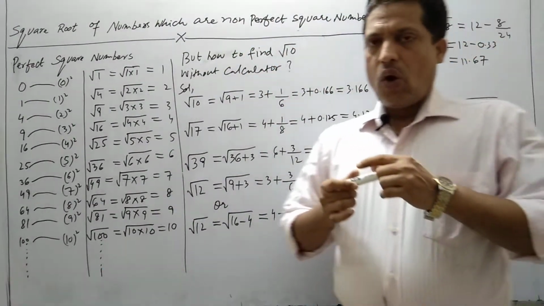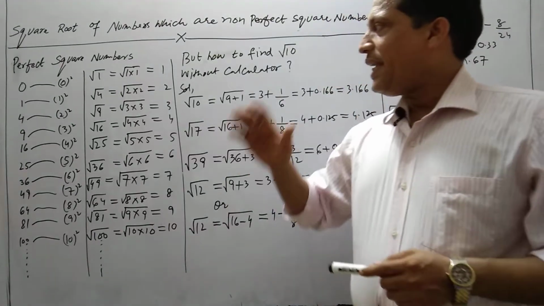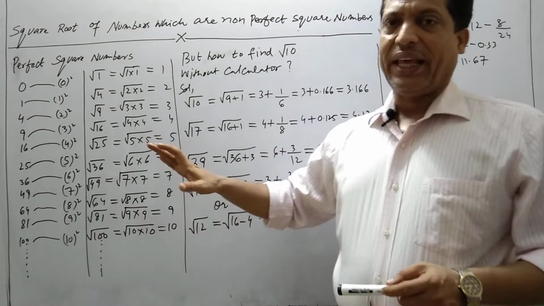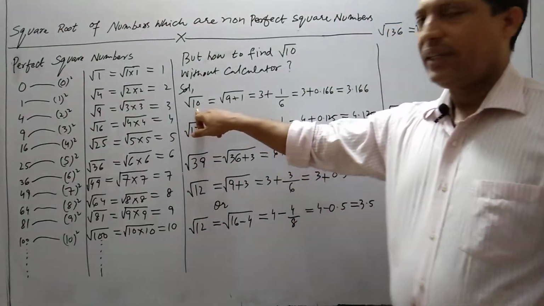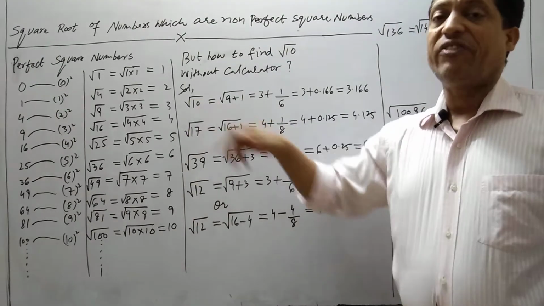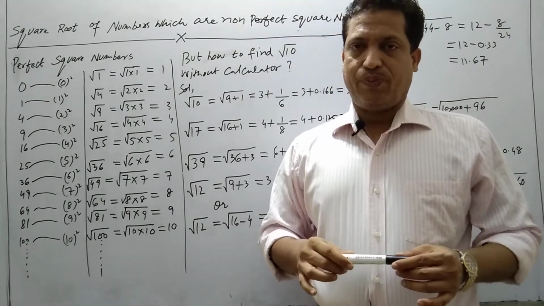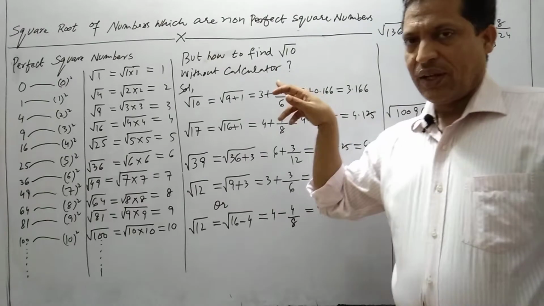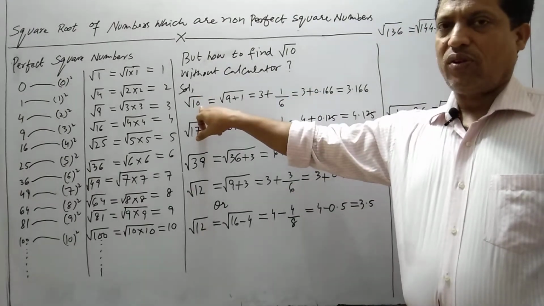But what is unique in today's class? You can easily find the square root of any non-perfect square number. For example, can you find the square root of 10 without a calculator? It will be very difficult and a very long process. But in this method, which I am going to tell you, you can easily find the square root of 10.